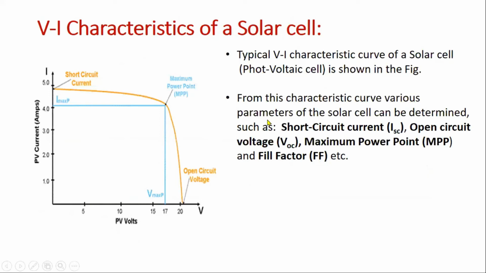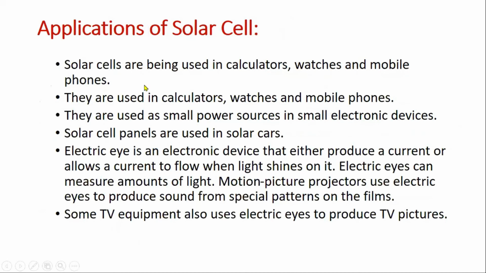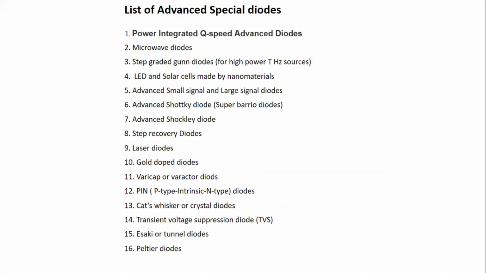From this characteristic curve, various parameters of the solar cell can be determined, for example short circuit current, open circuit voltage, maximum power point, fill factor, etc. Applications: used in calculators, watches, mobile phones, solar cars, TV equipment, and electric eyes. You can see a number of applications, because it is one of the important alternate sources of electric energy.